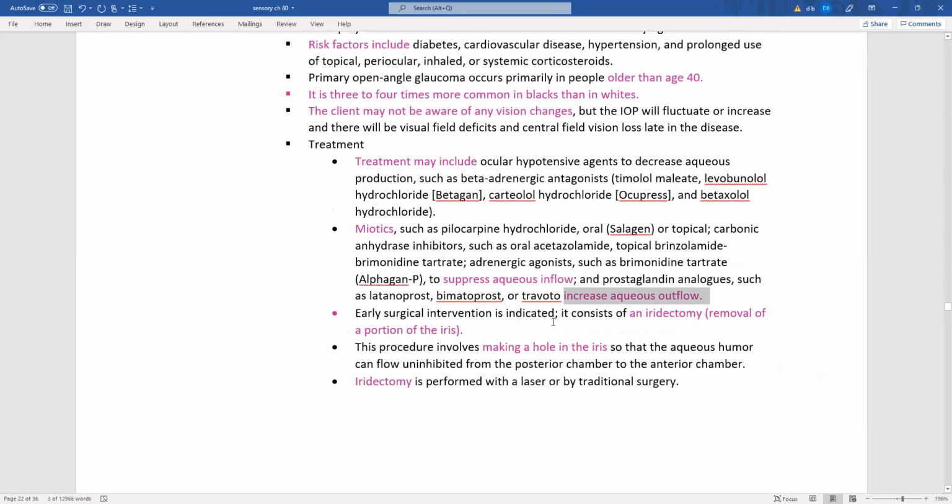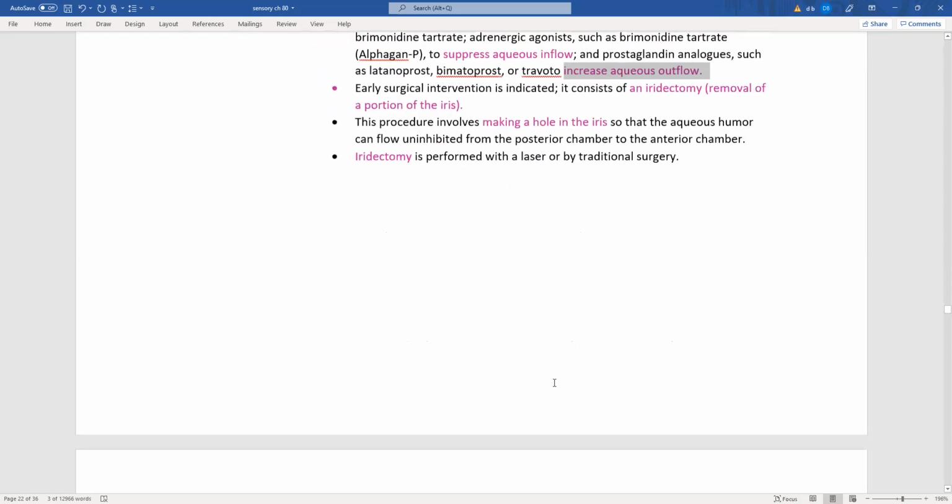Early surgical intervention is indicated. It consists of an iridectomy, meaning they're going to have to remove a portion of the iris. This procedure involves making a hole in the iris so that the aqueous humor can flow uninhibited, meaning it's not blocked, from the posterior chamber in the back of the eye to the anterior chamber. Iridectomy is performed with a laser or by traditional surgery.